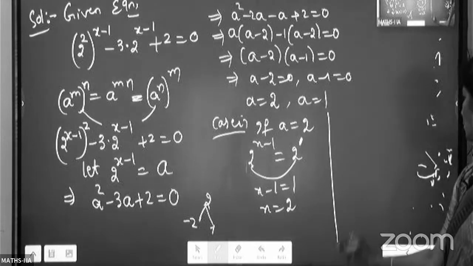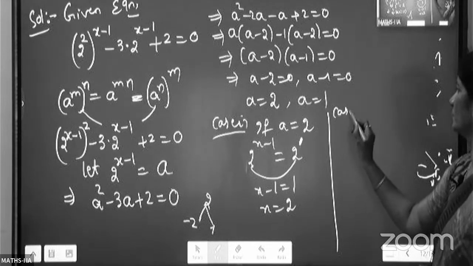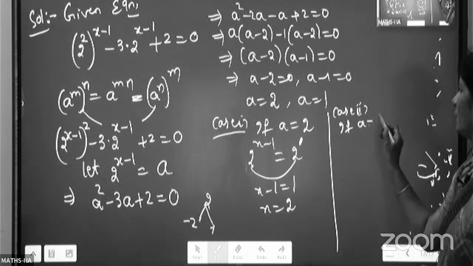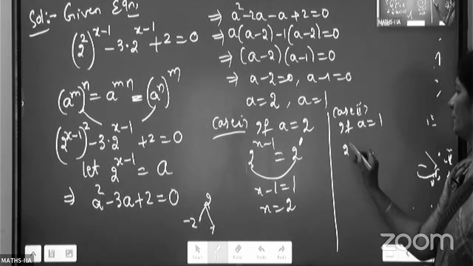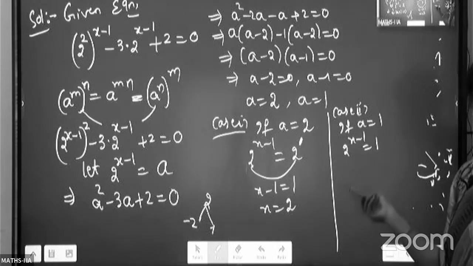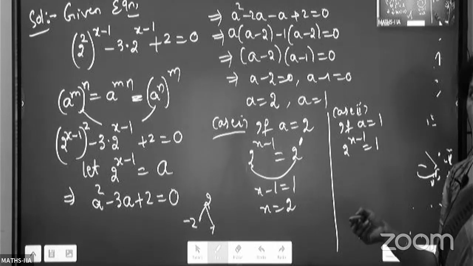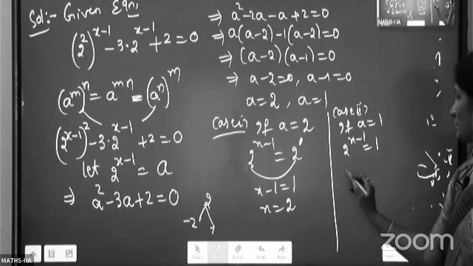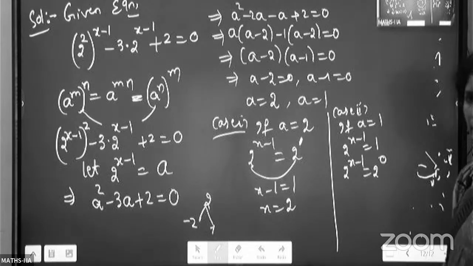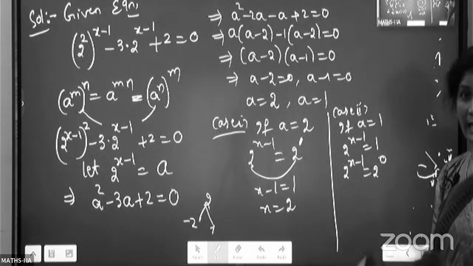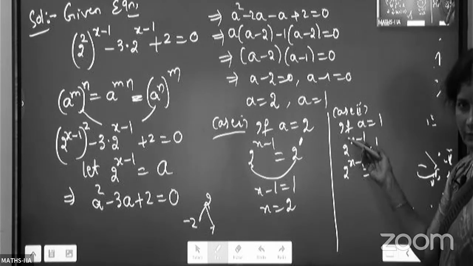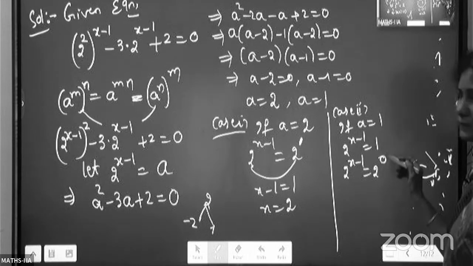Next, case 2. What is case 2? If a is equal to 1, 2 to the power x minus 1 is equal to 1. Are the bases equal here? No. So what to do? You have to think to convert into the same base. So 2 power x minus 1 is equal to, shall I write 2 power 0? Because anything to the power of 0 is 1. Whatever the other side is there, the other side has 2 power, so here also I am taking 2 power 0 is equal to 1.